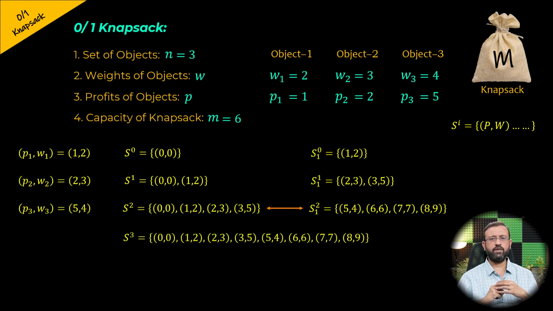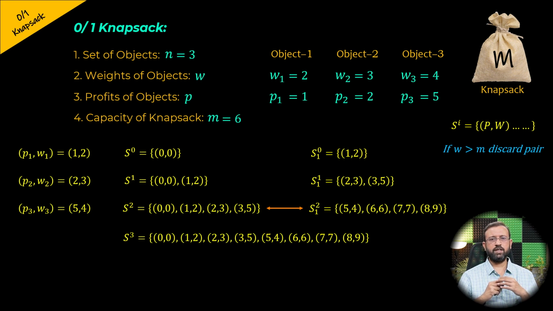So the set S3 will contain the pairs 0 comma 0, 1 comma 2, 2 comma 3 and 3 comma 5 from set S2, and the pairs 5 comma 4, 6 comma 6, 7 comma 7 and 8 comma 9 from the set S21. Now after computing the set S3 of the pairs profit and weights, we need to check if the weight in the pairs computed exceeds the capacity M of the knapsack. That is, if the weight W in a pair is greater than M, then purge the pair or simply discard the pair from the set.